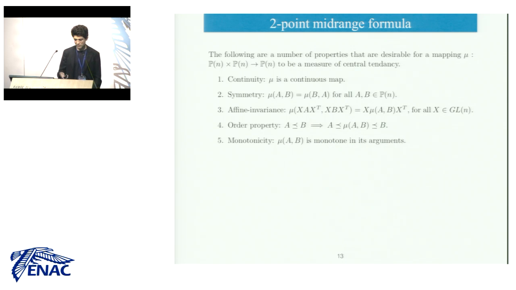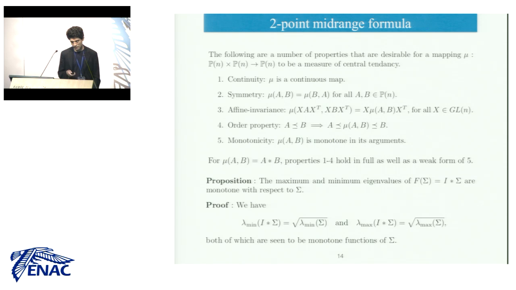Once we have a notion of some kind of a mapping that takes in two matrices and gives out something like an average, there's a number of basic properties that any sensible notion of a measure of central tendency should probably satisfy, and here's five of them listed here. So we have continuity, symmetry, affine invariance, a natural order property whereby if A is less than or equal to B, we want the average to fall in between, and also a monotonicity in the arguments.